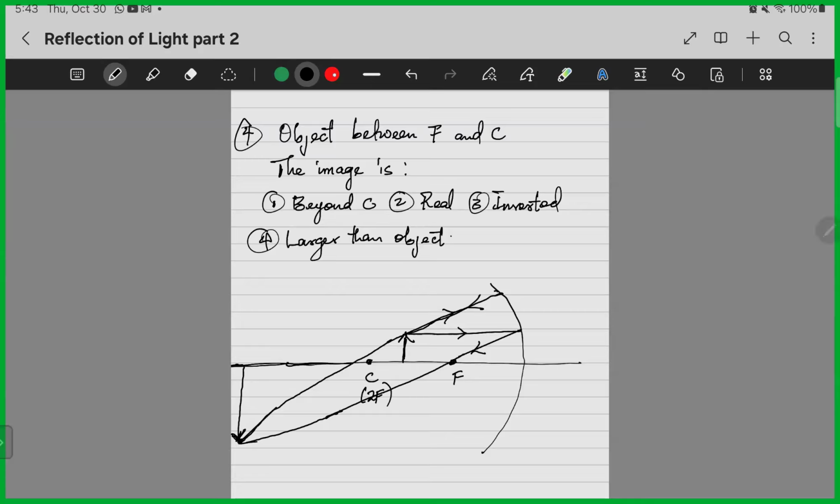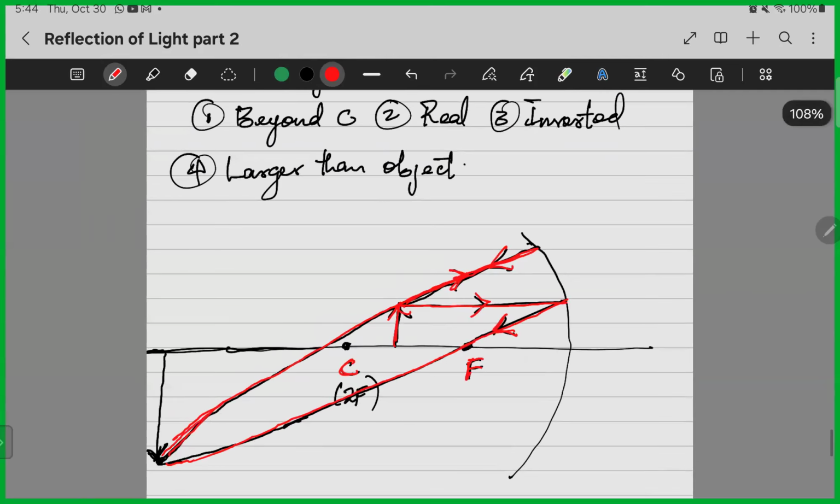I go again, this time around in red. This is where the object is, obviously between C and F. And I run one from here. See that? It bounces off through the focus and I extend it to keep going. Then I run one to the top, goes up, hits that point, bounces back and starts coming, runs through. Let me extend it. Runs through, down, and they meet somewhere here. And I form my image right there.